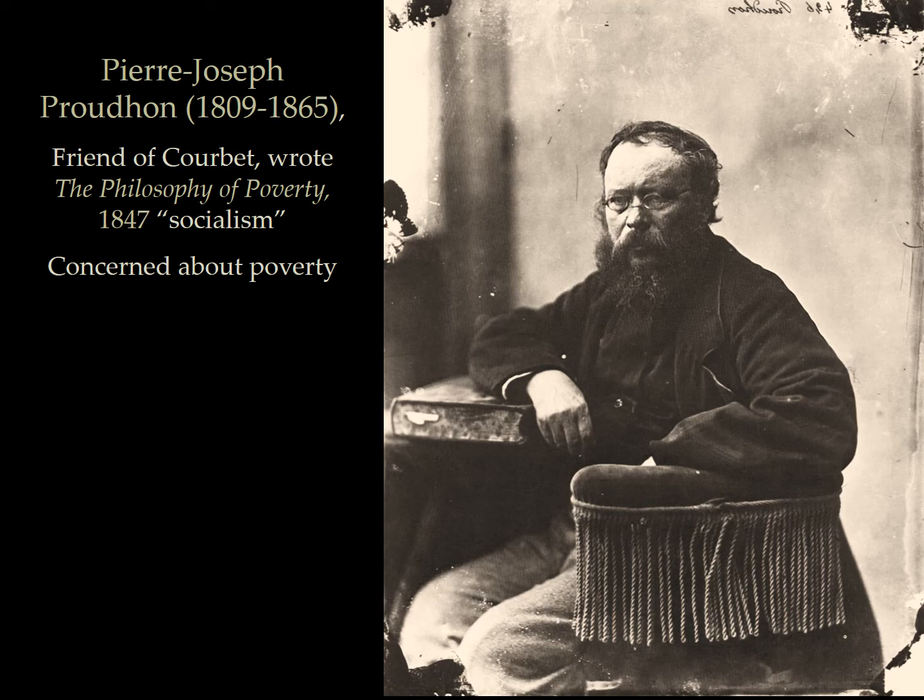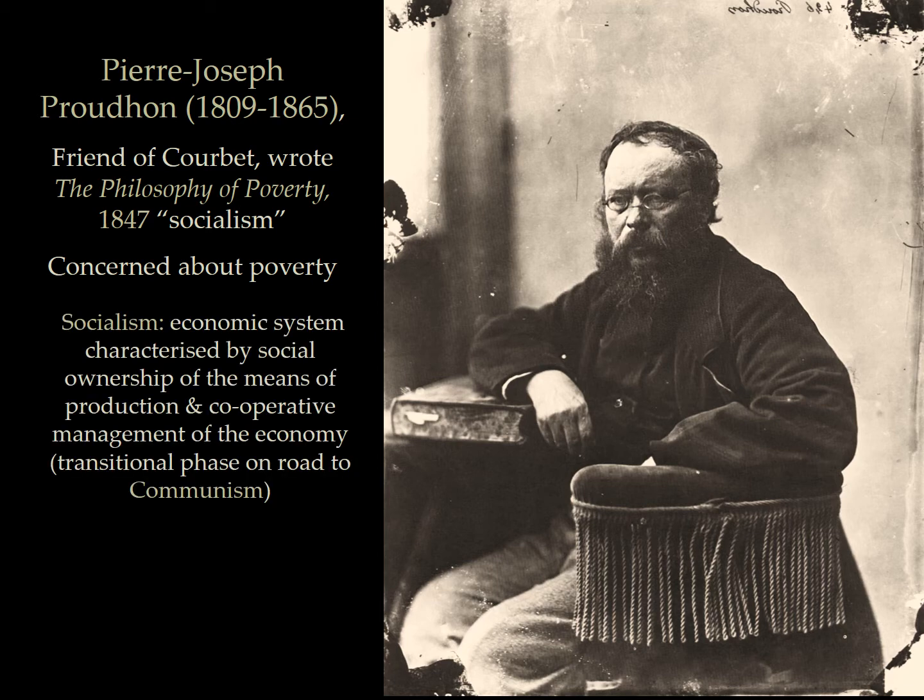So, we have Pierre-Joseph Proudhon, who is going to be the author of The Philosophy of Poverty of 1847, otherwise known as this belief in socialism, whereby society should be concerned about poverty and do something about it. So socialism is the economic system whereby social ownership of the means of production and cooperative management of the economy are all shared. So this is a transitional phase that leads us to communism, in which, of course, no one is actually going to own property or anything.